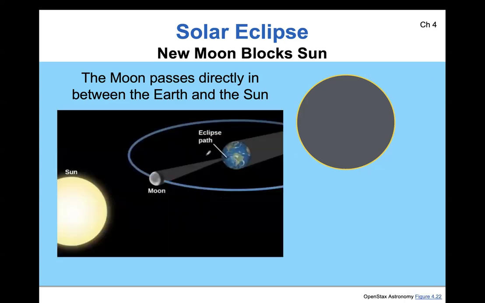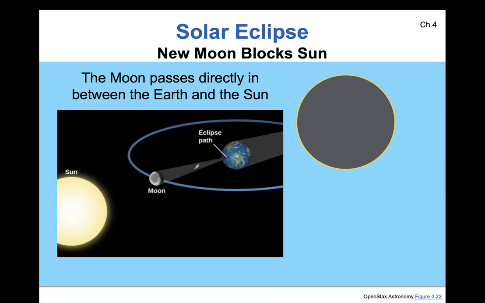This is showing the orientation that would lead to a solar eclipse. This is just a new moon, right? The moon is just between Earth and the sun. Nothing is to scale here. But what is new about this figure is that we can see the shadow created by the moon is represented as a cone. That's the way shadows work.